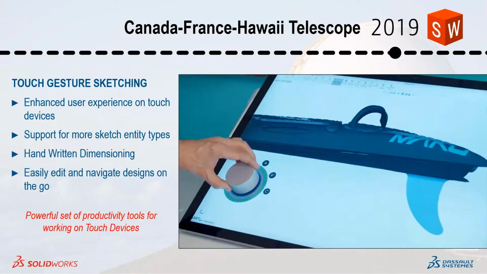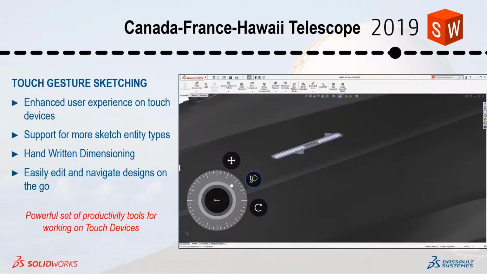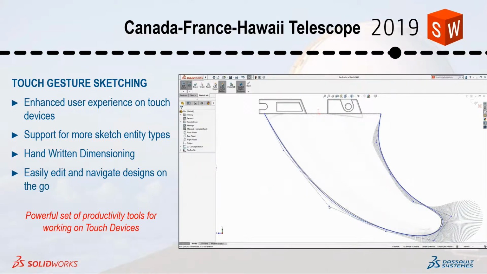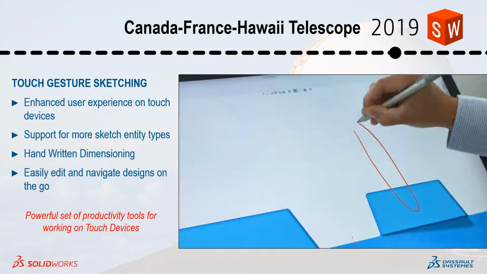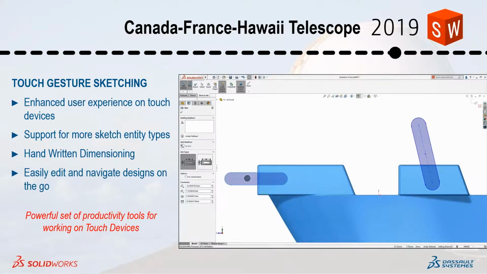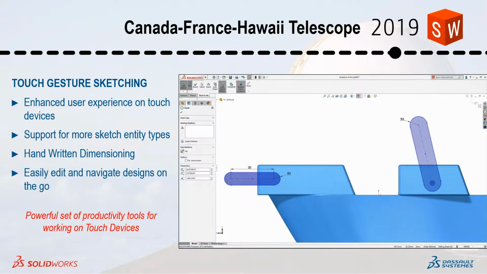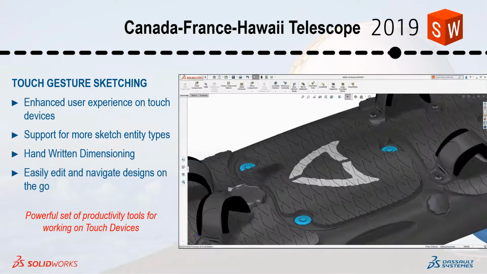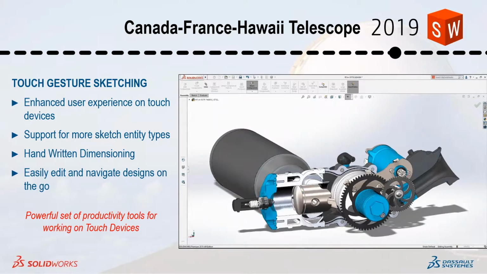Okay, so the next one is touch gesture sketching, which has never been so easy, with an enhanced user experience on touch devices. So now you can work on models using touch gestures and perform actions to navigate in SolidWorks like finger drag to rotate and two-finger drag to pan. With additional handwriting dimensioning, a very powerful set of productivity tools is also involved in this module for more design flexibility.